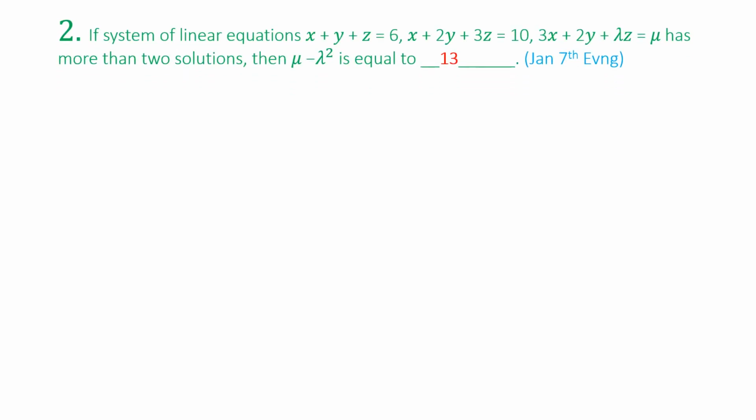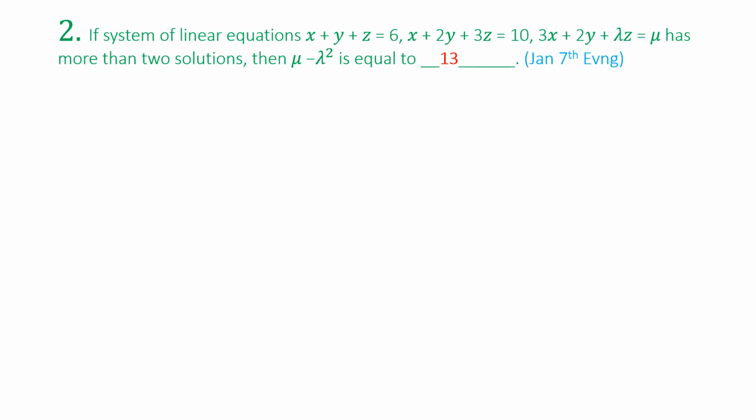Next we go to second problem. The system of linear equations x + y + z = 6, x + 2y + 3z = 10, and 3x + 2y + λz = μ has more than 2 solutions, then μ − λ² is equal to dash. So this is a numerical integer type question. Now we go to solution.